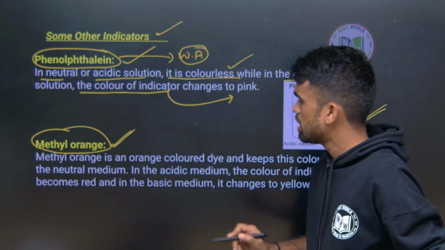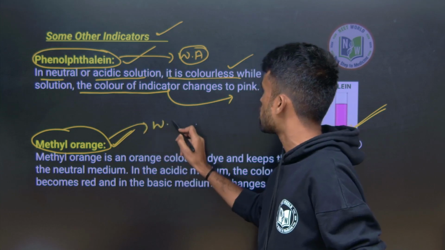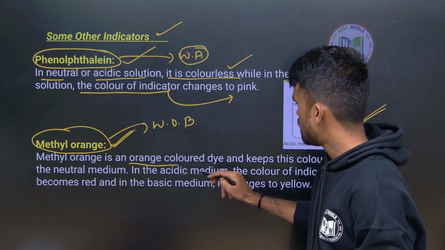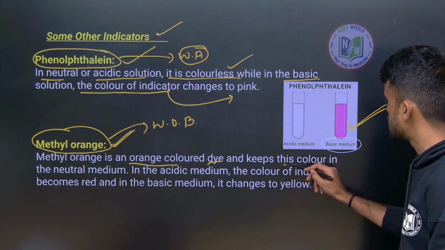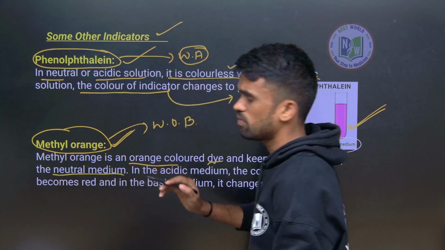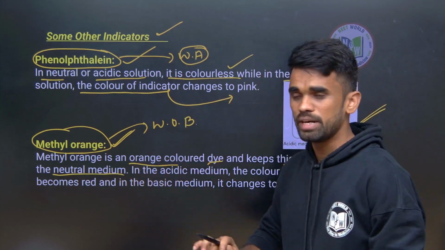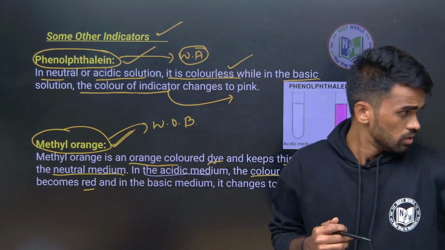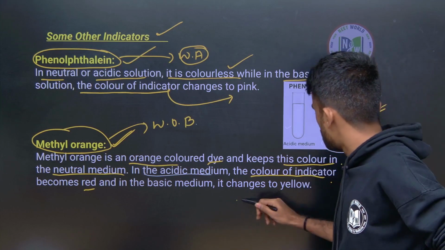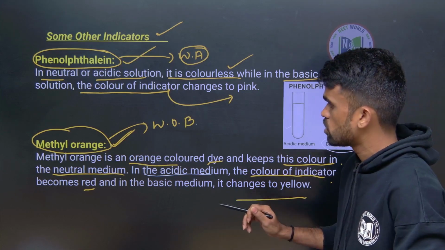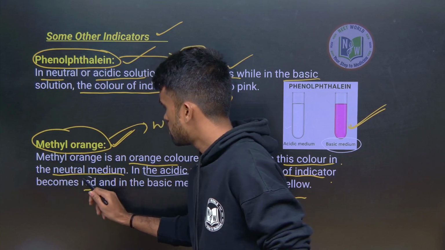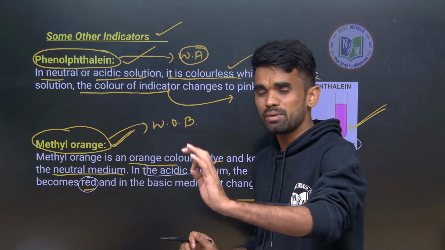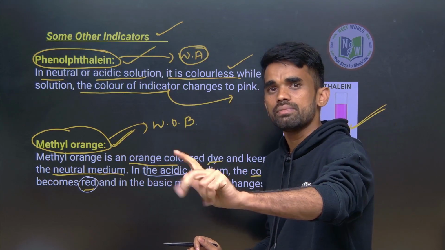Next we have methyl orange. This is a weak organic base. Methyl orange is an orange colored dye and keeps this color in the neutral medium. In acidic medium the color of the indicator becomes red, and in basic medium it becomes yellow. So this is the color change you have to remember. Which one is it? Methyl orange. In neutral medium orange color, acidic medium red, basic medium yellow. You can remember this.